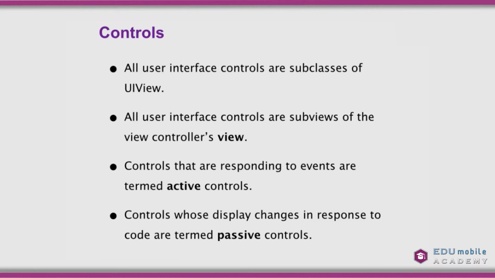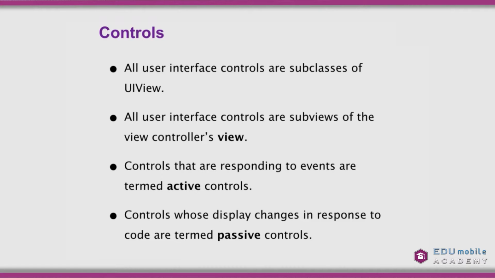I like to think about active and passive not in terms of the control itself, but what the control is currently doing. So in my idea, controls that are responding to events are active controls, at least while they're responding to events. And controls whose display changes in response to code are what we call passive controls. So with active controls, the user taps it or slides it or moves it or does something else with it, and something happens. And what happens, we'll talk about in the next slide.